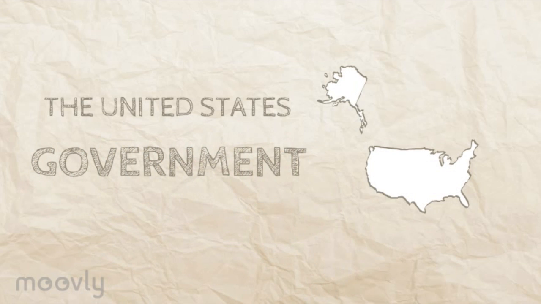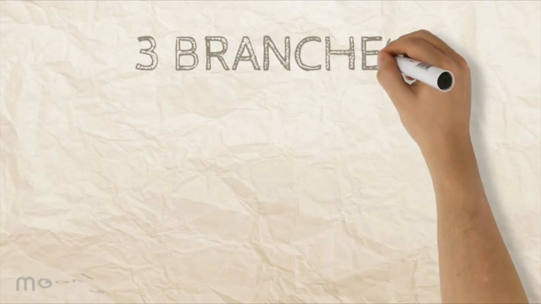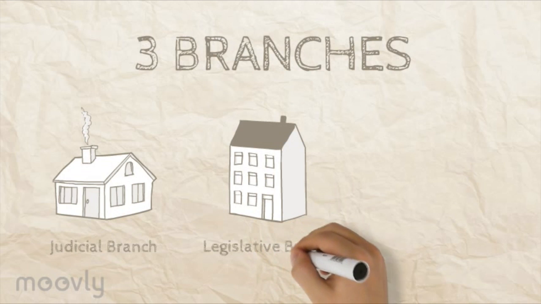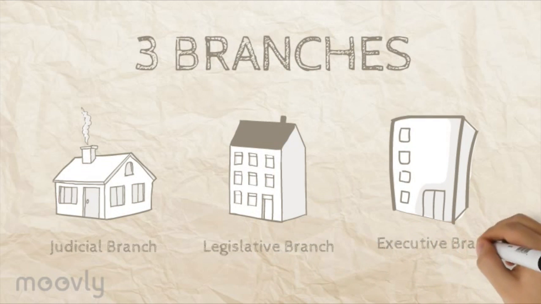The United States government is divided into three different branches: the judicial branch, the legislative branch, and the executive branch. The different branches have different roles, which we will explain from now on.